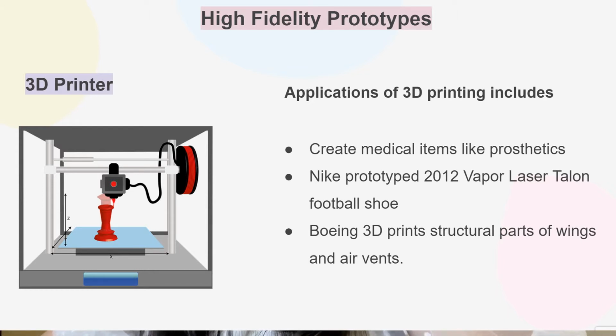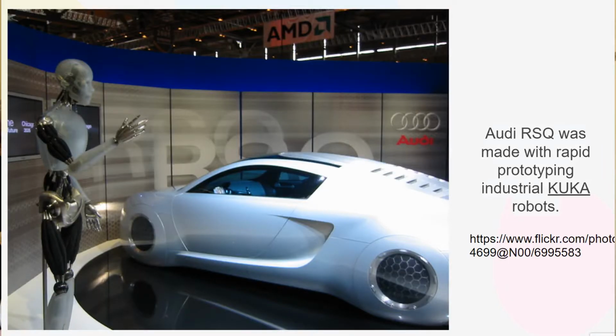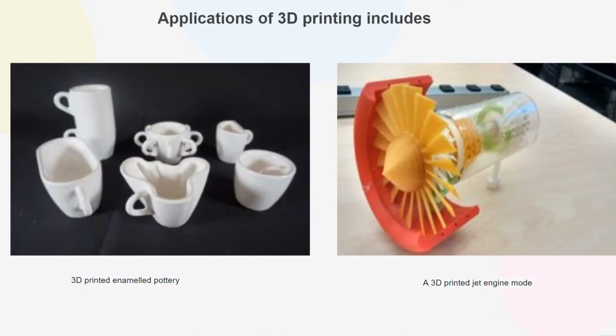In this form of prototyping, materials like liquid molecules and powdered grains are joined and solidified to create a 3D object. This is an example of a 3D printed prosthetic hand, which is made with the help of a 3D printer. Then here you have an Audi RSQ which was made by rapid prototyping. And here you can see some examples of 3D printed enamel pottery and a 3D printed jet engine model.